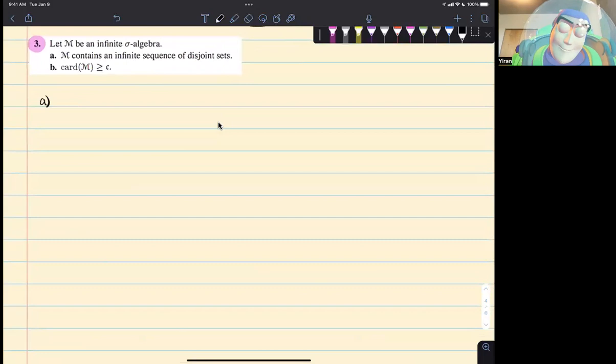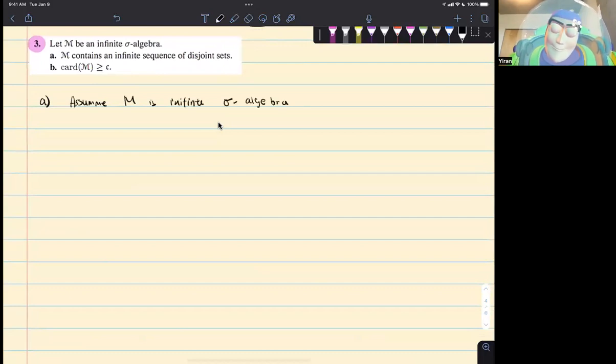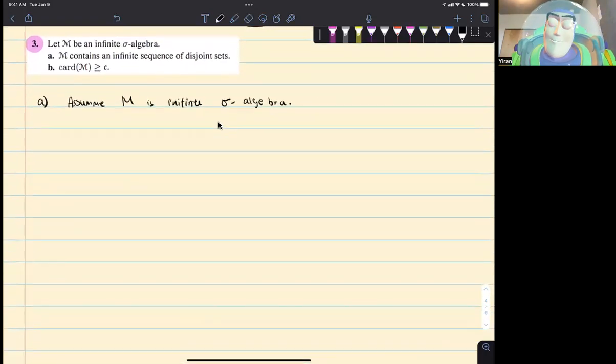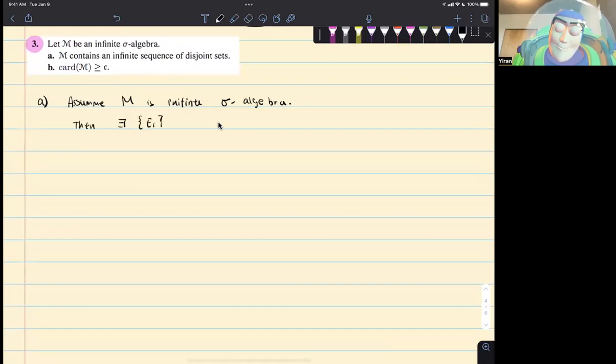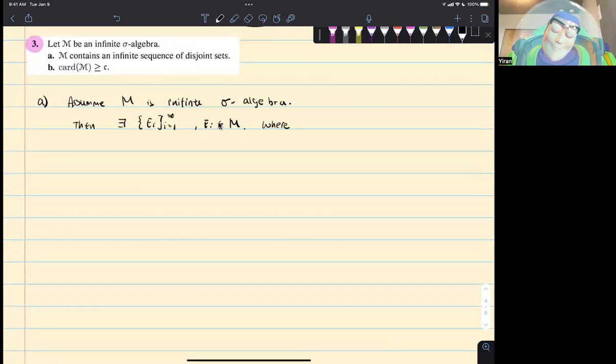So part A, assume M is an infinite sigma algebra. Okay, so we want to argue that it contains an infinite sequence of disjoint sets. So assume M is an infinite sigma algebra, then there exists a sequence E_i, where i is equal to 1 to infinity, where E_i is in M. Right? This could happen because M is an infinite sigma algebra.